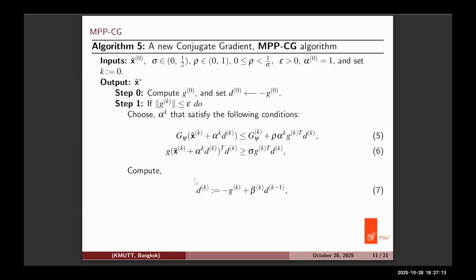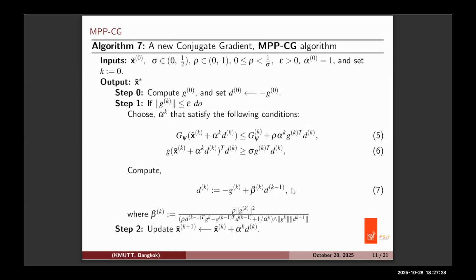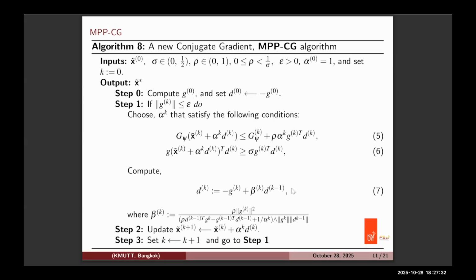And then we compute the direction as stated in equation number 7, while the beta here is simply formulated like this. In the denominator, we simply have a maximum between this first term and the norm of g_{k-1}. The next stage is just the update of these iterates. And finally, we have the final proposal for the algorithm.